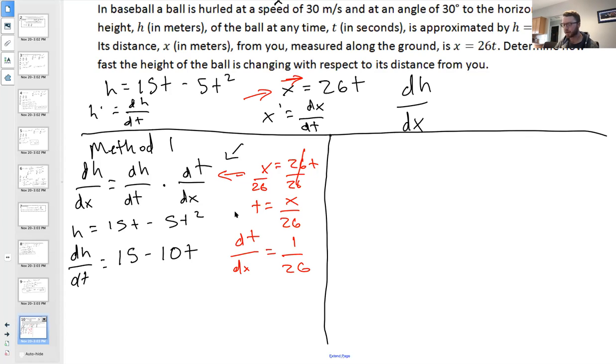I know when we differentiate constants, it turns into 0. For this particular problem, we're going to leave that alone. We're just differentiating the variable.